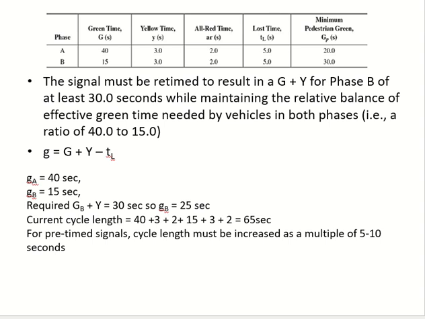So it needs how much? 30 seconds. Okay. And how much is the green, yellow and all red for phase B? 20 seconds. So now we have a problem, right? Phase B is not satisfying the criteria. So first thing is, I will find out how much time I should be giving for phase B.